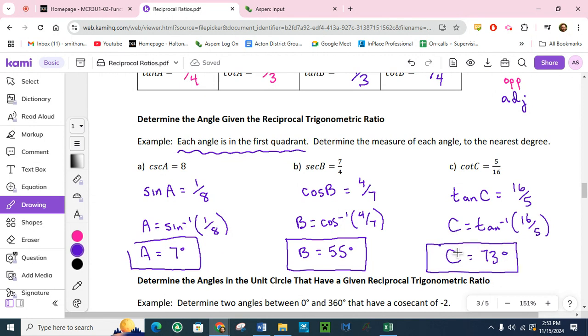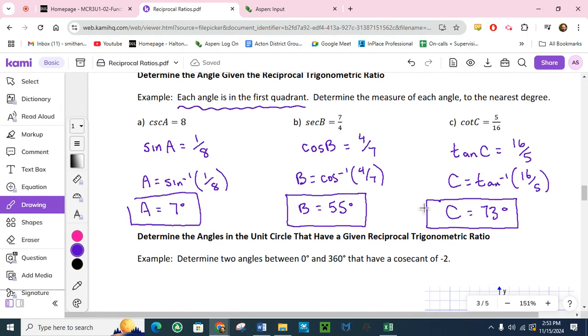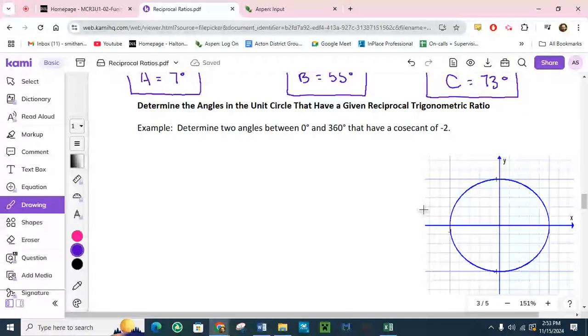There's only one more kind of thing I'd like you to be able to do with the reciprocal ratios. Find an angle. Now this question should look familiar. I think you have at least 2 of these on your green assignment, and then maybe another 2 where you're asked to find 4 angles using coterminal angles. We're going to find 2 angles between 0 and 360 that have a cosecant of -2.